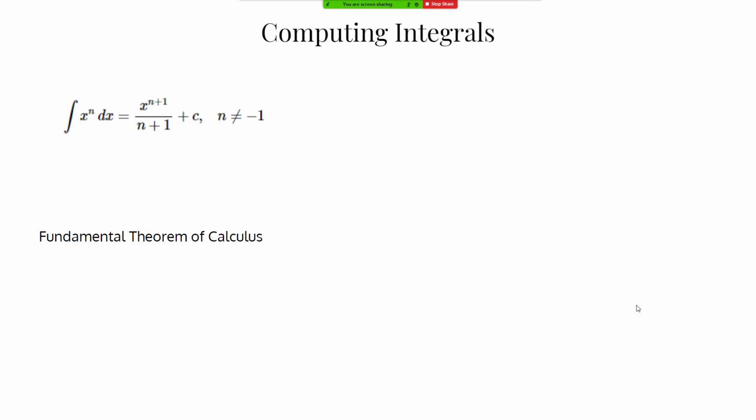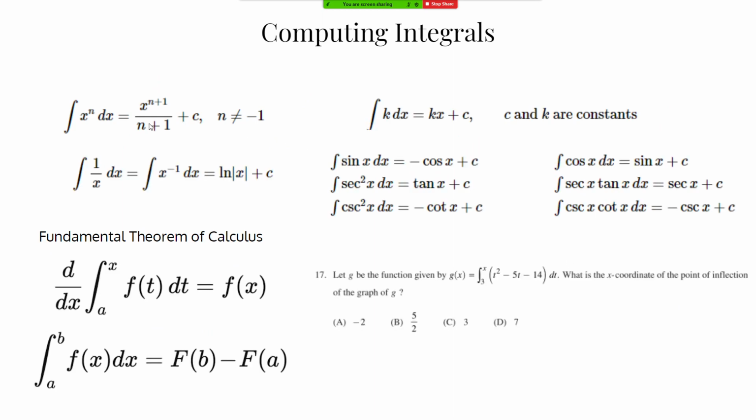Okay, so basically these are some reverse power rules. 1 over x is ln x. And then for these, if you know your derivative rules, you should be able to know these because it's just reversing them. Then you have the fundamental theorem of calculus for the definite integrals. And then we do the derivative of an integral in this form. And this is an example of this one.